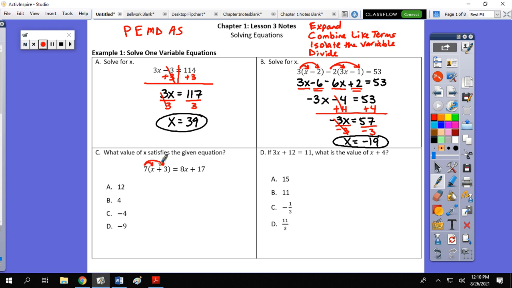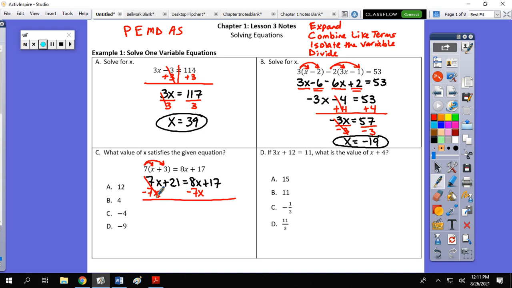We're going to distribute the 7 to expand. Would give us 7x plus 21 equals 8x plus 17. Then we need to isolate the variable. Now this is the first example we've seen where there's an x on both sides of the equation. That simply means that to isolate the variable, we need to move the x to one side of the equation. So in this case, I'm going to subtract 7x from the left side of the equation, which will move that term to the right side of the equation.